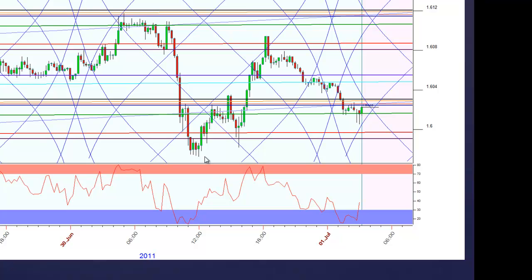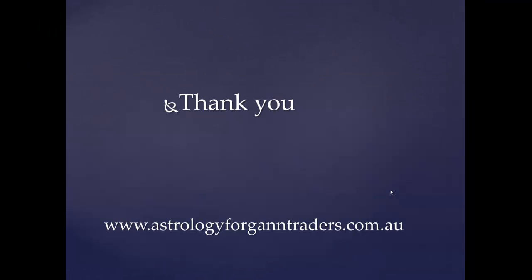Again, if you use technical analysis, Gann analysis, or your favorite indicators, you can see how powerful using planetary price is with your trading. So I hope you've enjoyed that.